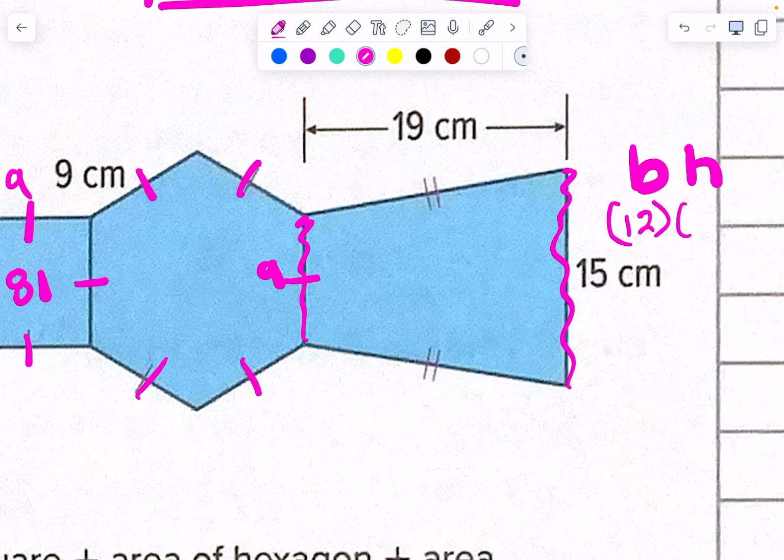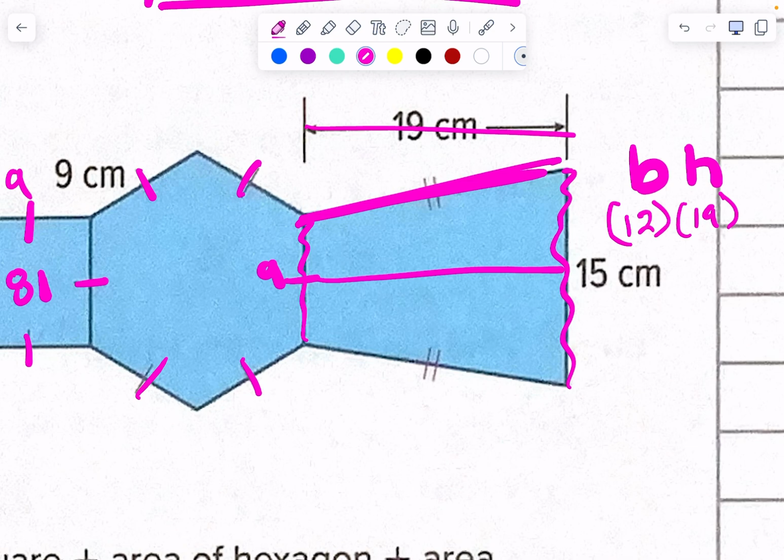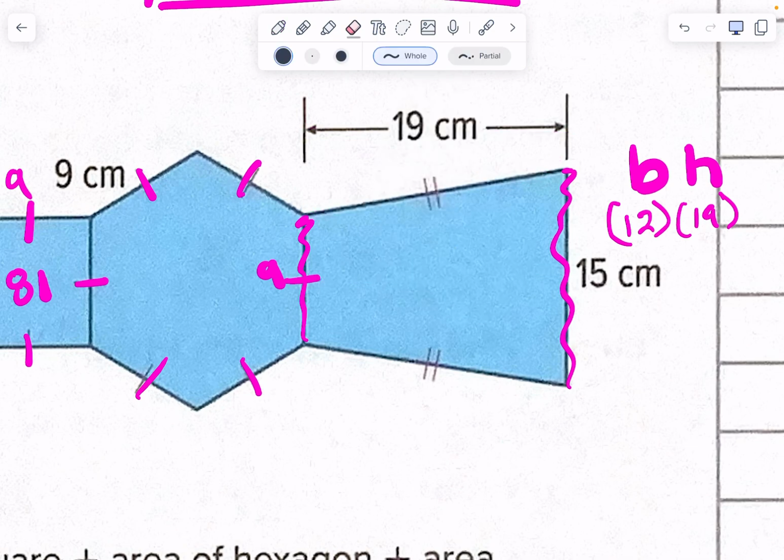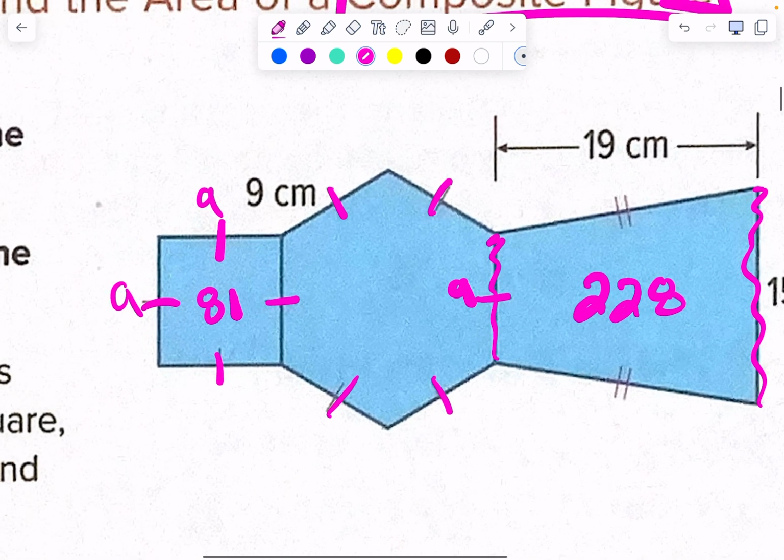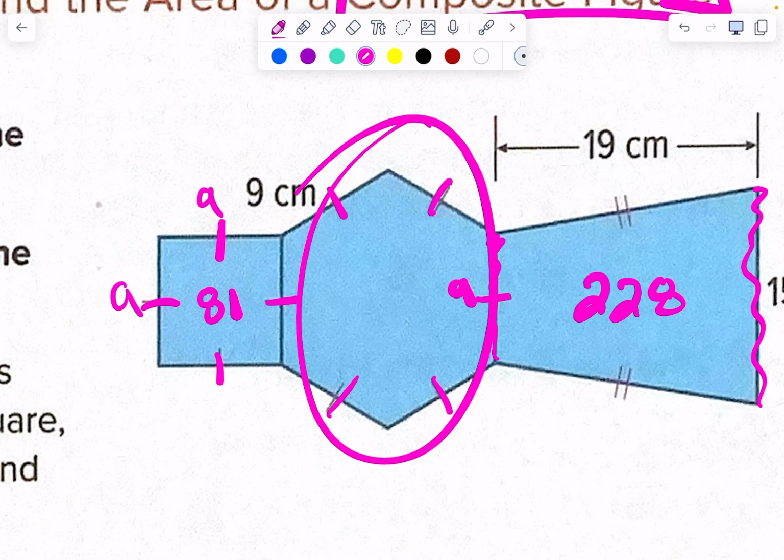Is the height 19? Yes, it is in fact 19. They are not saying the slant is 19. They're saying directly across, so from here to here would be 19. So base times height, 12 times 19. Somebody have a calculator? Want to do that for me? 228. Okay, so we've got that. And then we would just have to figure out what the area of that thing is and add them all together, right? And call it a day.